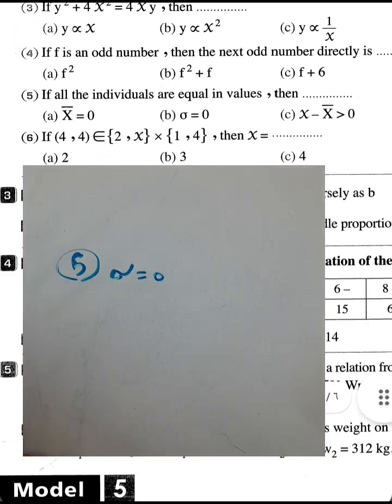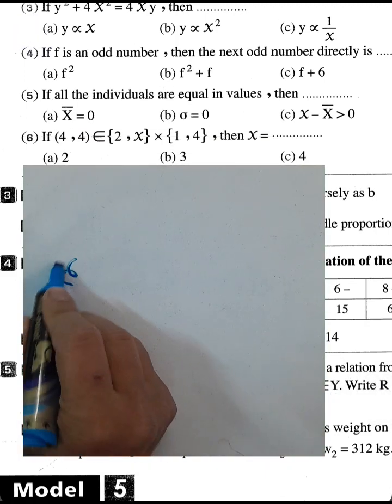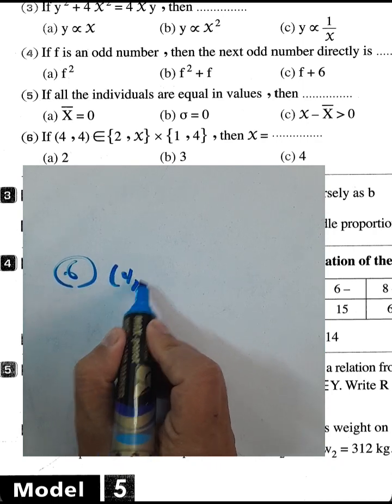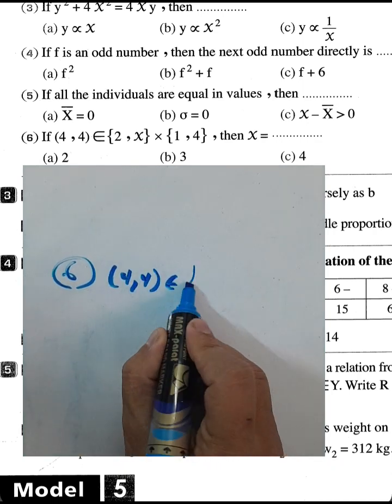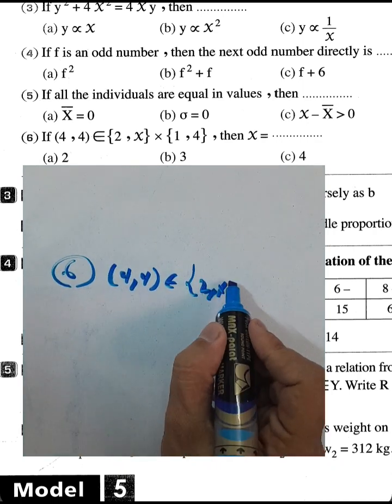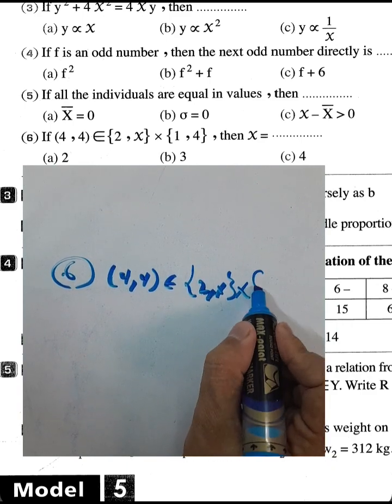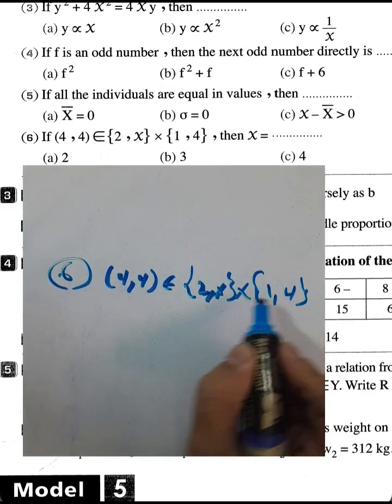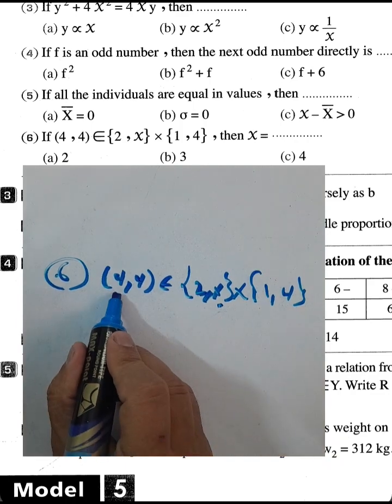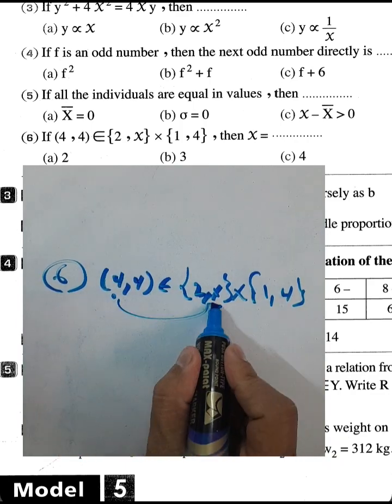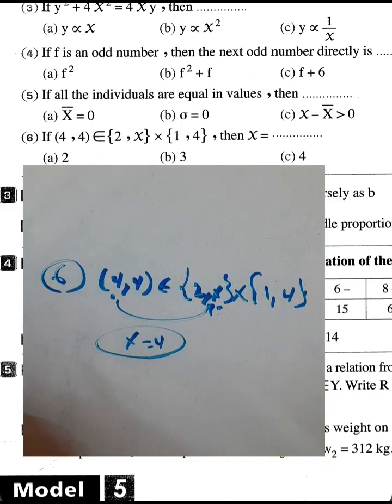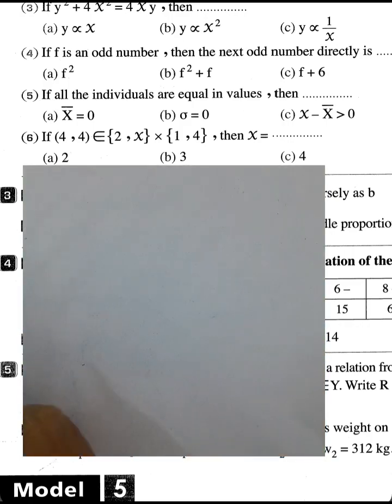Question 6. If (4, 4) belongs to the Cartesian product of {2, x} and {1, 4}, then x here, 4 belonging to this set, will be equal to 4. Next example.